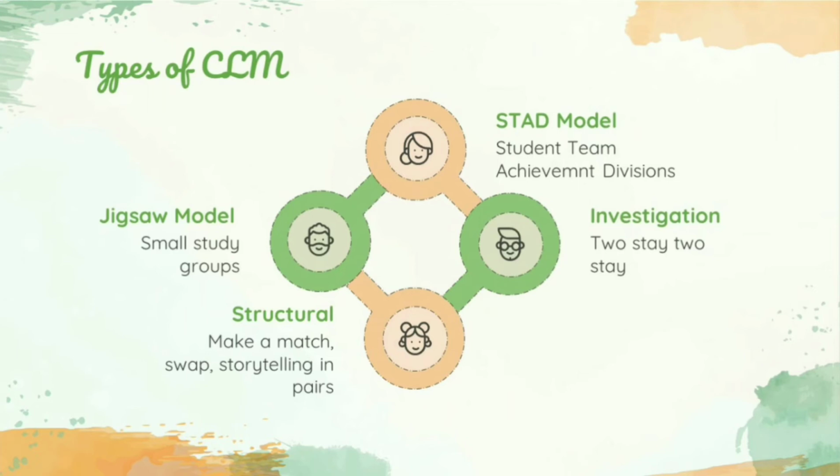And the last type is the structural method. This method was developed by Spencer Kagan, who emphasized spatial structures designed to influence student interaction patterns. Examples of structural method learning techniques are looking for a pair or make a match, and then swap partners, and then send greetings and questions, and then storytelling in pairs.